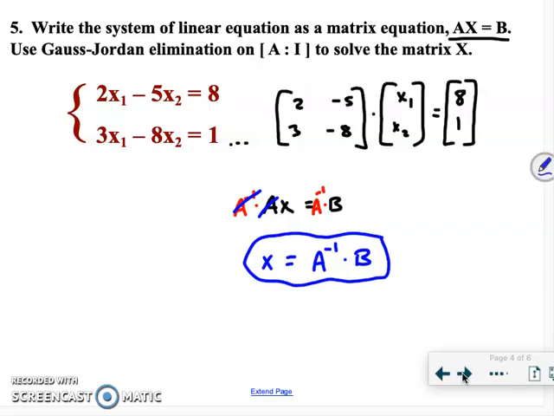We already know that this is matrix B. We already know that this is A, this is X. So what we really have to do, in our next step, is figure out what A inverse is, so then I can multiply it times matrix B. So I'm going to stop the podcast here, and we'll do that on the next.